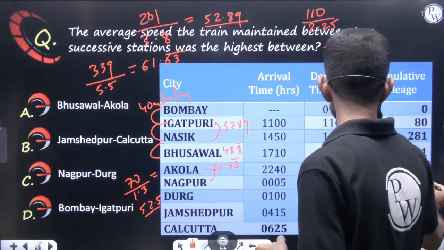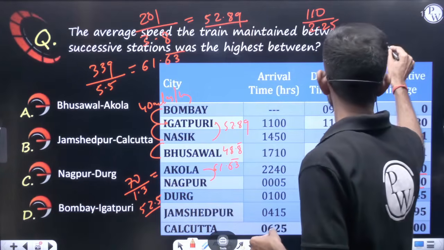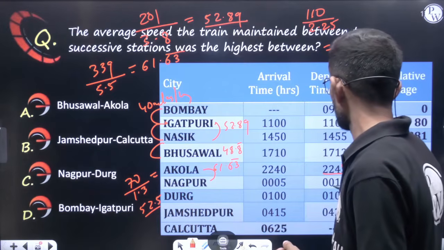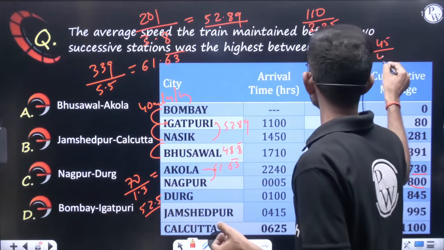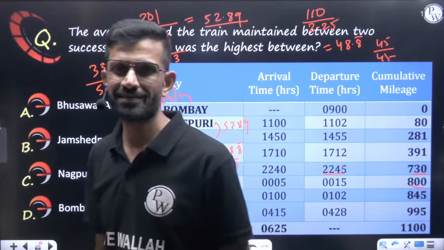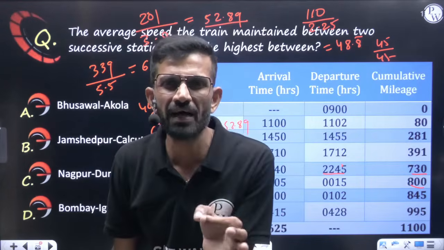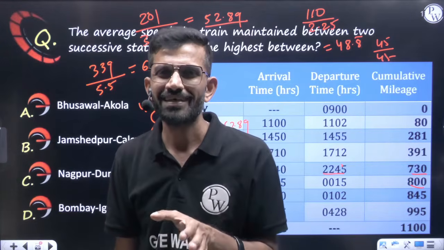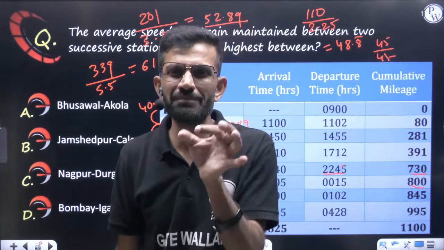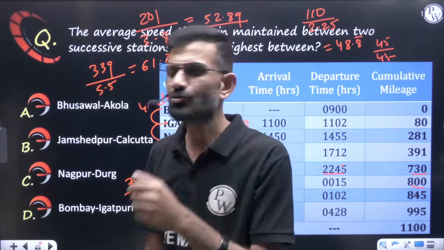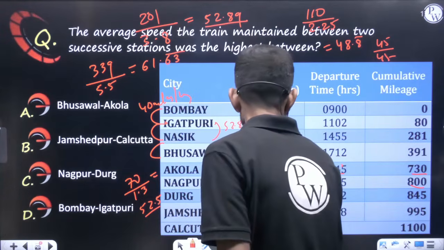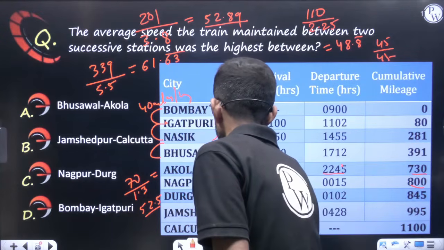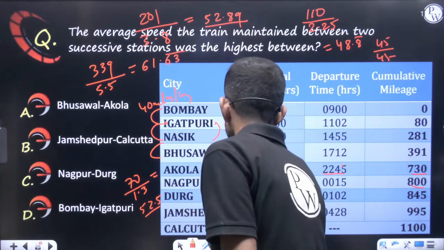Nagpur to Durg, if we see, 800 to 845, it is just 45 miles, and it started at 12:15 and reached at 1:45. 45 miles covered in 45 minutes. See, understand logically: 45 miles covered in 45 minutes, so 60 miles can be covered in 60 minutes. So I can say directly it is 60 miles per hour. That was between Nagpur and Durg, 60 miles per hour.